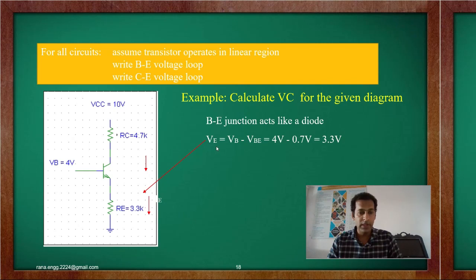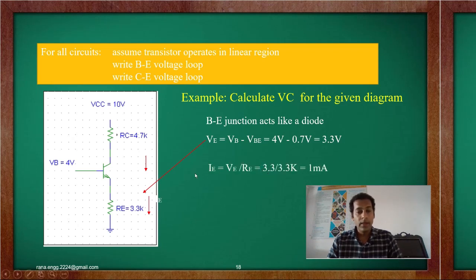So VE is equal to VB minus VBE, from Kirchhoff's law. VB is 4 volt. VBE is not given here, the voltage between base and emitter. So we have to consider this as one diode. In a diode, there will be a potential value of 0.7. So we will take this 0.7 value as default. So what will be the emitter voltage? Emitter voltage will be 3.3 volts.